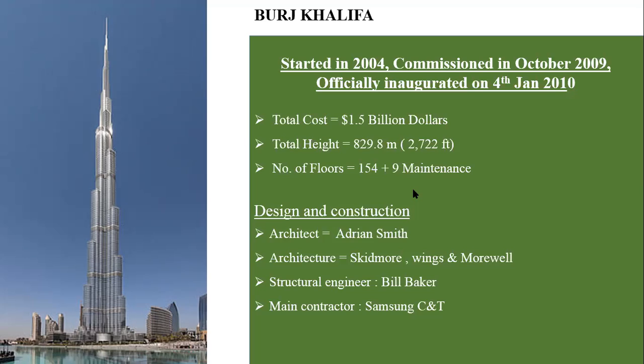Structural engineering was Bill Baker. Architecture was Skidmore, Owings and Merrill, and the architect was Adrian Smith. This is the consultant part. They completed this project in time in a beautiful way. I hope everyone knows this. How great is the Burj Khalifa construction, because it is almost 100 meters down for this 1 kilometer height. Is it or not? Yes.